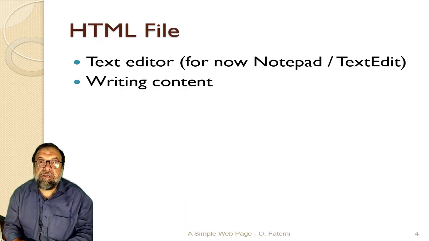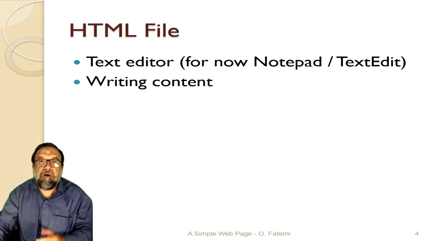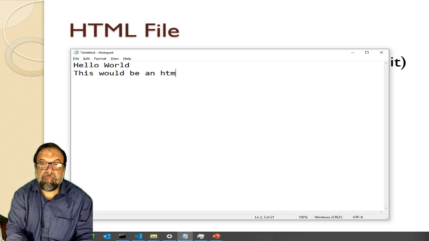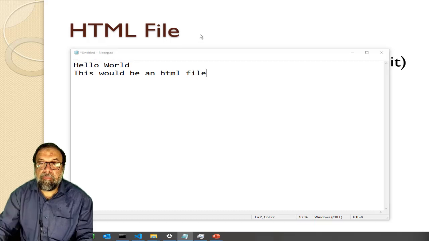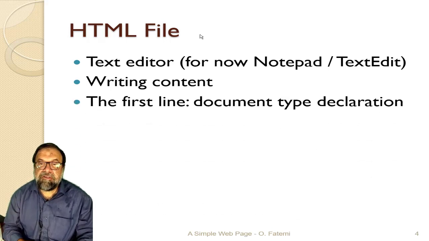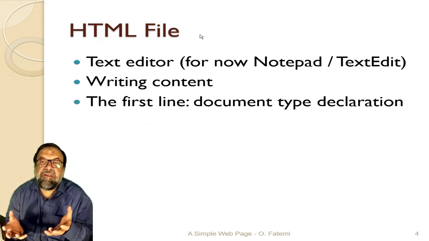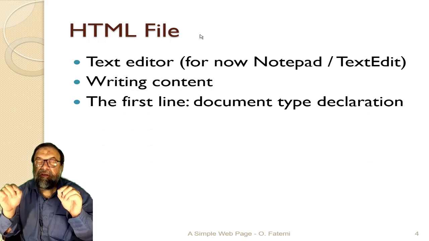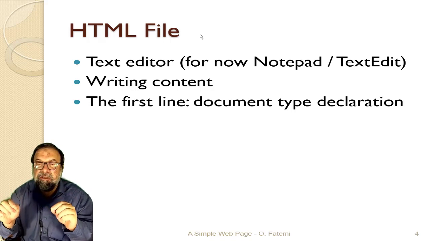So let's start. I am now on Windows. I am using Notepad. I open a Notepad and I start writing in the Notepad. For example, I would like to write hello world. We have written our content there, but it is a text right now. It is not HTML. So we should include in the first line what type of document this file is. So we are going to write this at the first line.